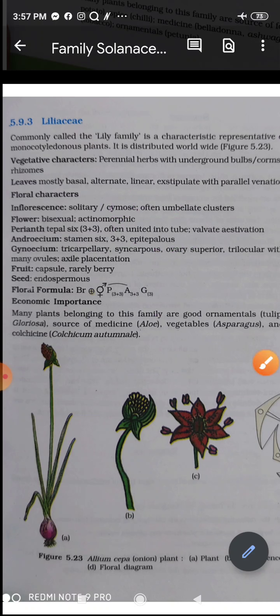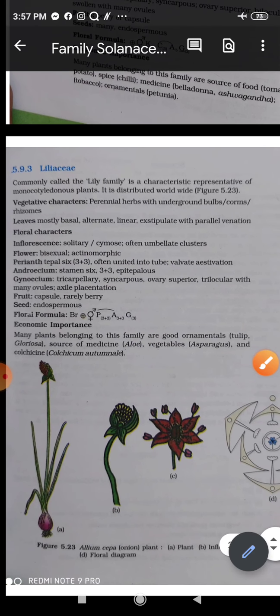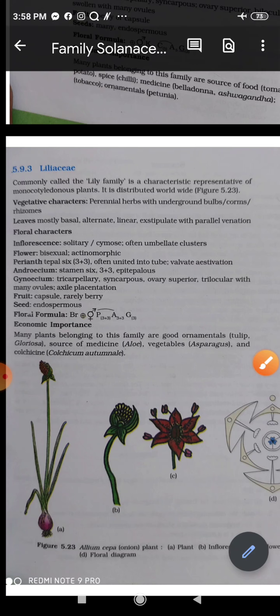Gynoecium is tricarpellary, means there are 3 carpels. Again they are syncarpous, fused. Ovary is superior, so we would show it a superior ovary, right? The ovary is trilocular. There are 3 chambers with many ovules, and they show axile placentation. Placentation is actually the arrangement of ovules in the ovary, and when the ovules are arranged around a center point, then we say that the placentation is axile, right?